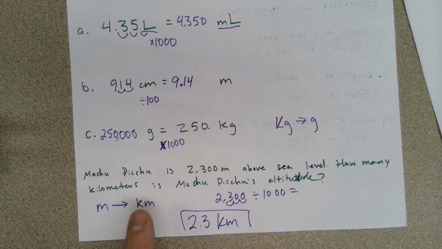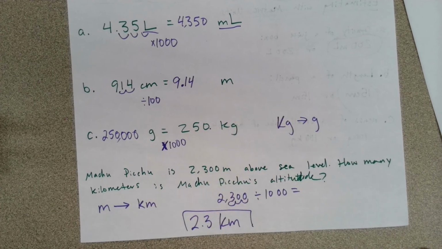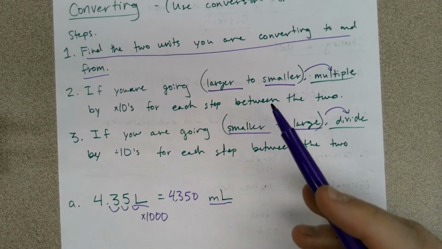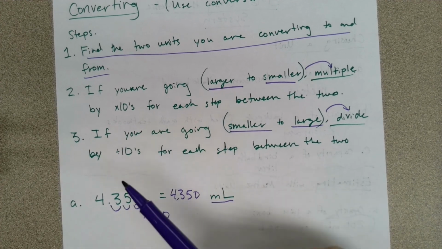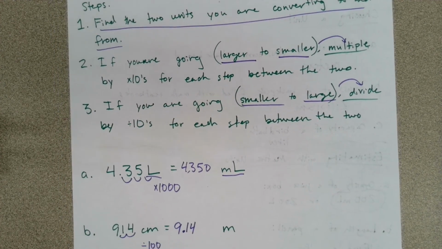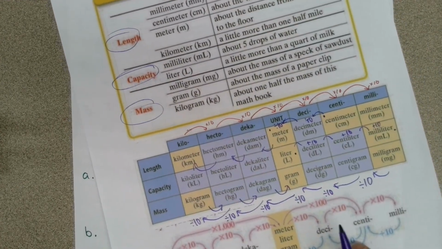So figure out which units you're converting from. Write them down. Look on your cheat sheet, on your chart. Figure out how many times you need to divide or multiply. Pay attention to those key rules. If you're going from larger to smaller, multiply by 10 for each step. If you're going from smaller to larger, divide by 10 for each step. Use this chart. Use this the whole lesson.